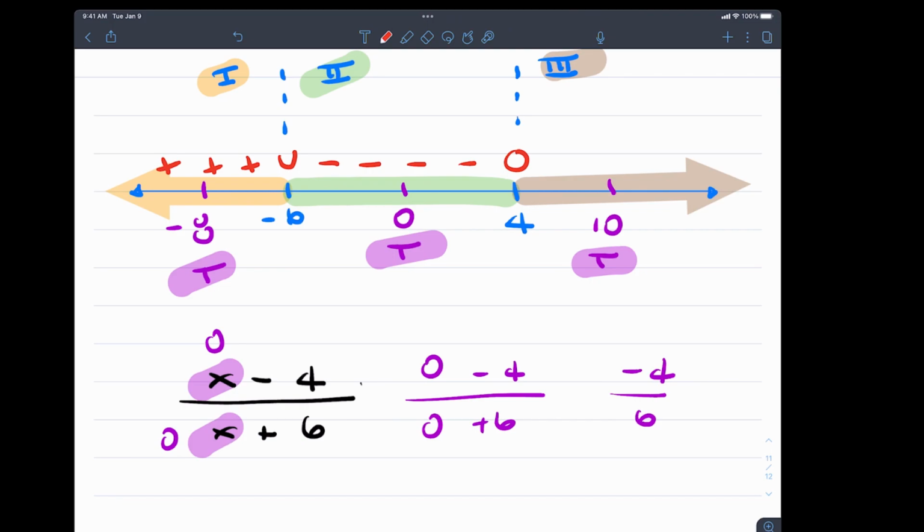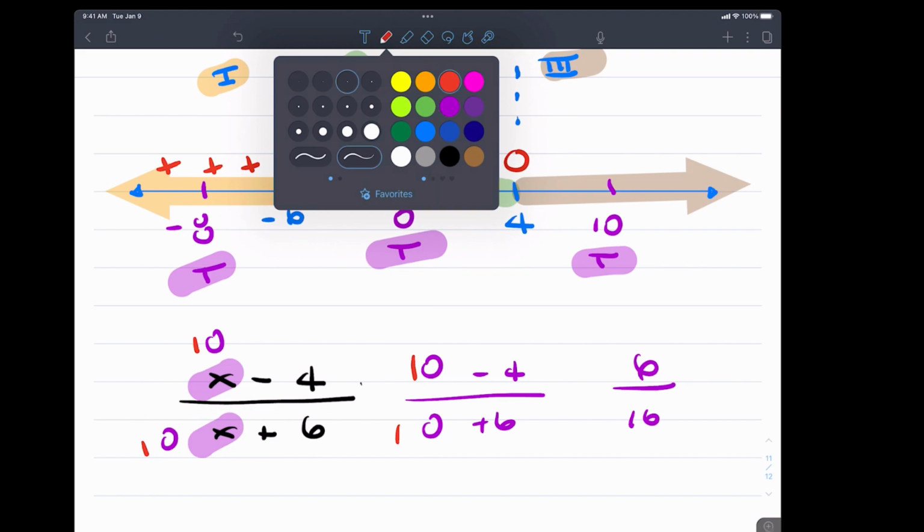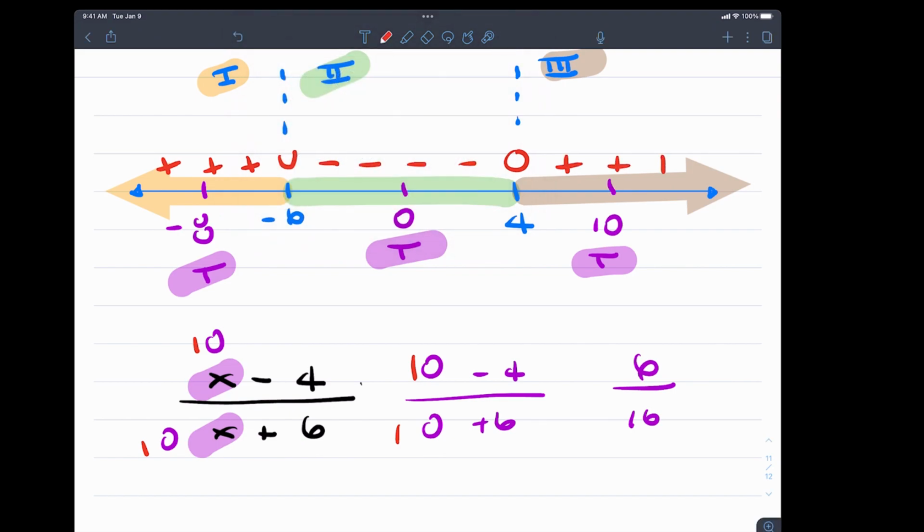We're now going to test region 3. You know what I'm going to do? I'm just going to put 10. Let's see what we get. We get now what? 10 minus 4 is 6 over 16. What's this? Positive. There we go.